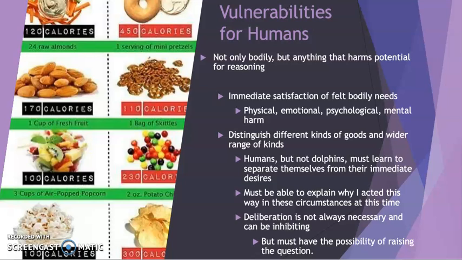Okay. And so these goods are not only bodily, right? So we do have vulnerabilities to our body that limit our capacity for reasoning and for language, but we also have other kinds of vulnerabilities, right? And so if our immediate bodily needs are not satisfied, right, early on particularly, but even on an everyday basis, then we can suffer physical, emotional, psychological, and mental harm.